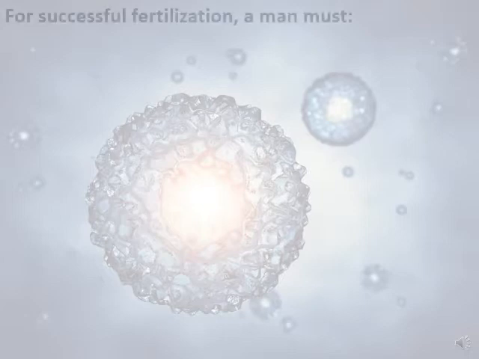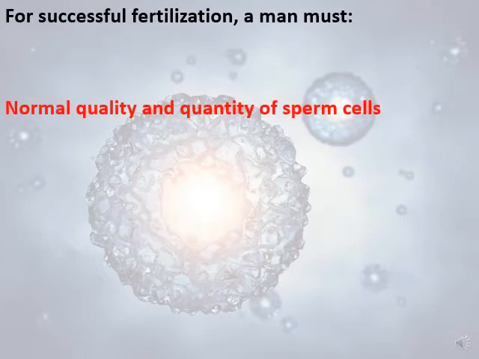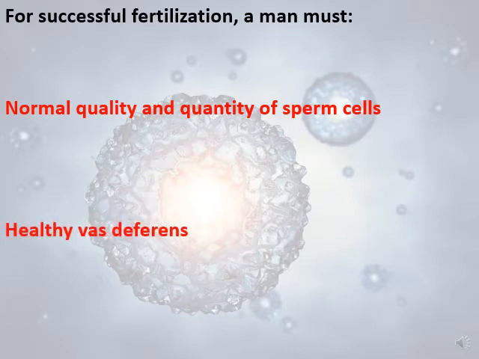For the man, what are the characteristics that should be found in a man? He should have normal quality and quantity of sperm cells. The quality of the sperm cell should be at its top, normal with no abnormalities, and the quantity of the sperm cells should be high so that one and only one of these sperm cells would enter. Also, the man should possess a healthy vas deferens. So normal quality and quantity of the sperm cells are needed, and also a healthy vas deferens.